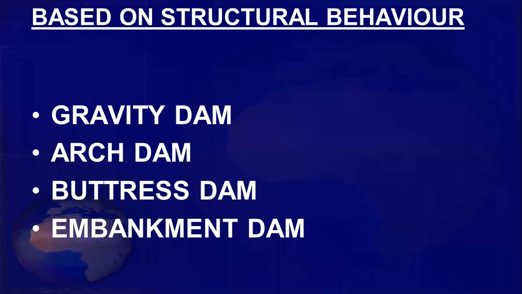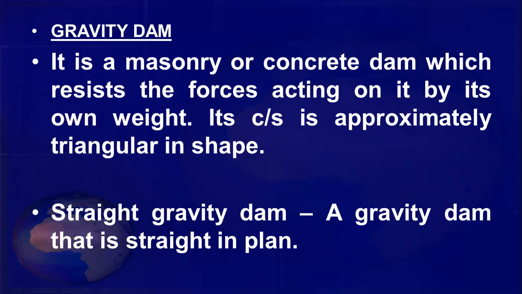Then the force is resisted by the buttresses. The force is equally divided into the various buttresses. In case of the buttress dam that we have seen previously, the same force is resisted with the help of the embankment in case of the embankment dam. So these are the classifications based on the structural behavior.